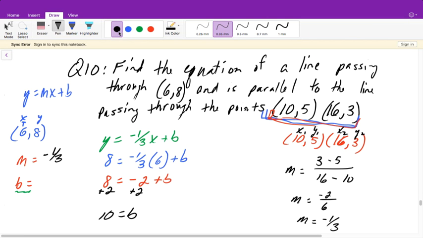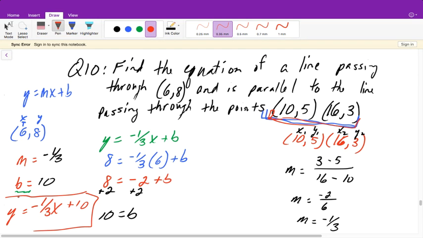Now that I solved and found what my m and my b is equal to, I can write out my equation. I'm going to write it right here. So y is equal to negative 1/3 x. I'm sorry, this should not say b. This should be saying 10. Negative 1/3 x plus 10.